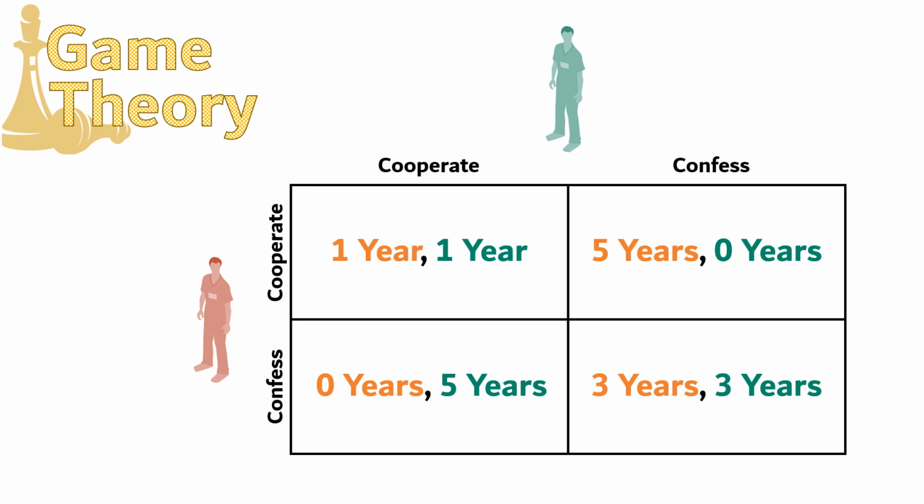In this chart, the orange text tells us the outcome for prisoner A, and the green text tells us the outcome for prisoner B. If prisoner A decides to confess, but prisoner B cooperates, then prisoner A will get special treatment from the prosecutors. Prisoner A will serve 0 years in prison, while prisoner B is sentenced to 5 years. Conversely, if prisoner A chooses to cooperate, but prisoner B chooses to confess, then prisoner A will get 5 years in prison, while prisoner B gets 0 years.